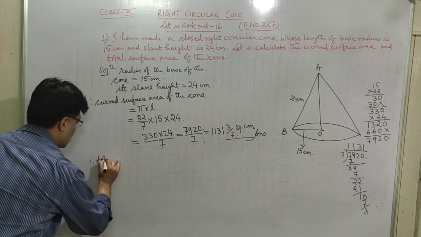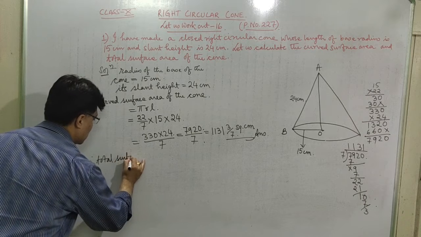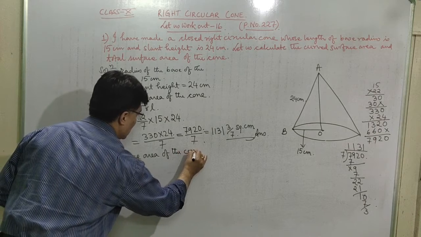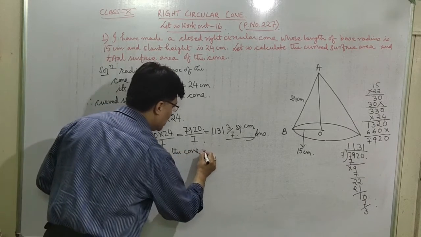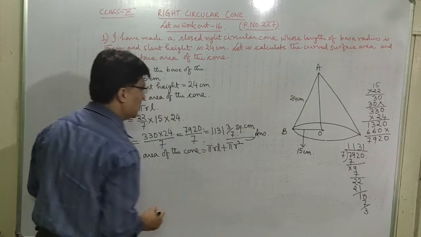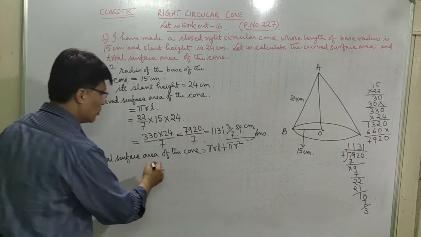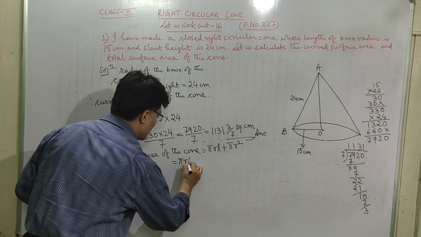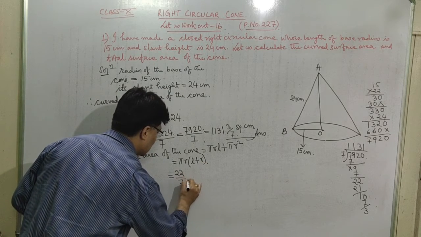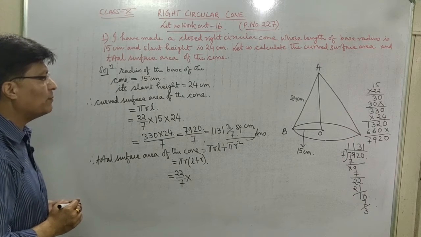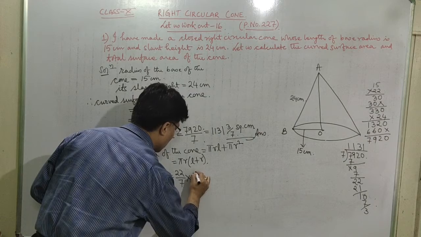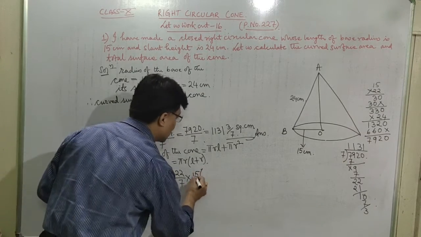Therefore now total surface area of the cone. What is the total surface area of the cone? It is equal to slant surface area pi RL plus area of the circular base, that is pi R square. So what is common here? It is pi R common, within bracket L plus R. Here pi is 22 by 7 into, what is the radius of the base? Radius of the base is 15, and within bracket, what is L plus R?